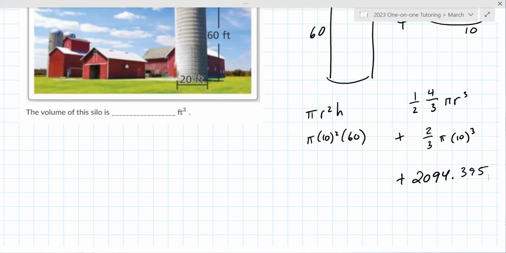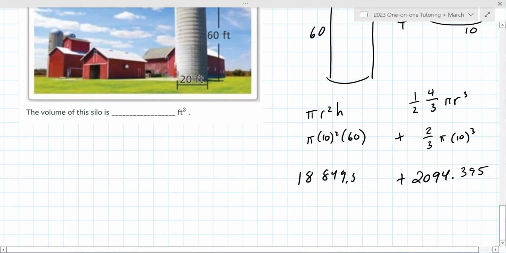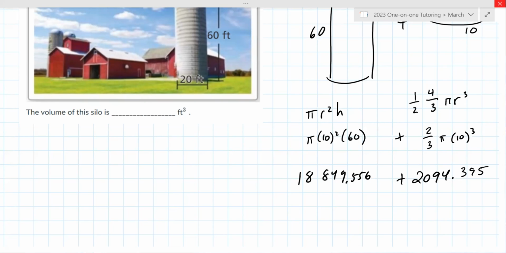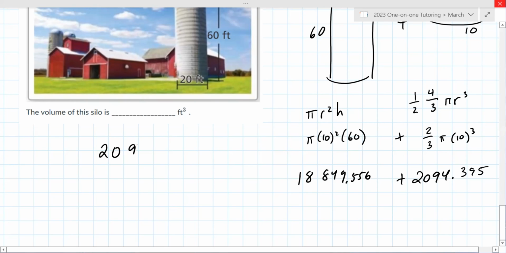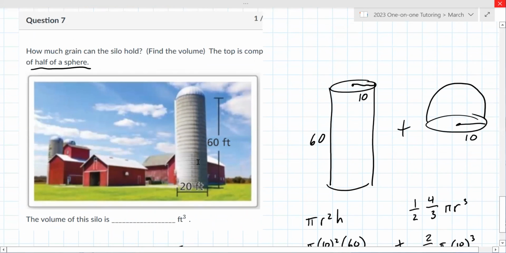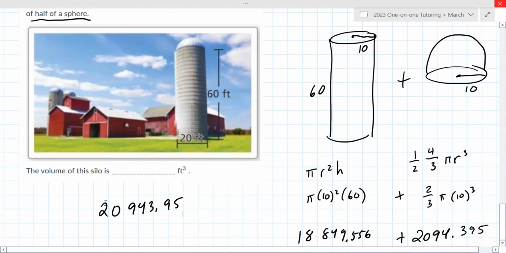And for the cylinder, I got 18,849.556. Good, and then you'll just add those together to get your final answer. Okay, I got 20,943.95. Good, very good. It seems like a really big number. Yeah, silos are large.